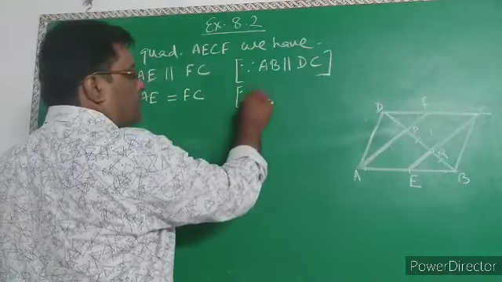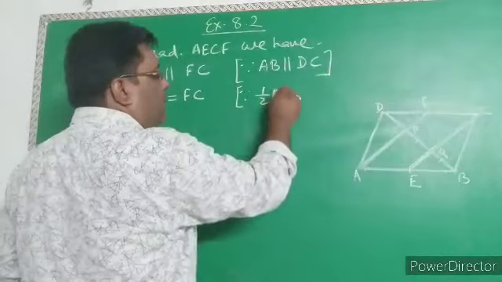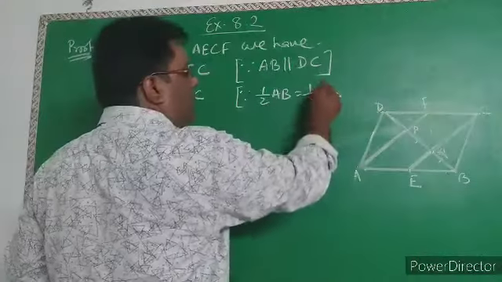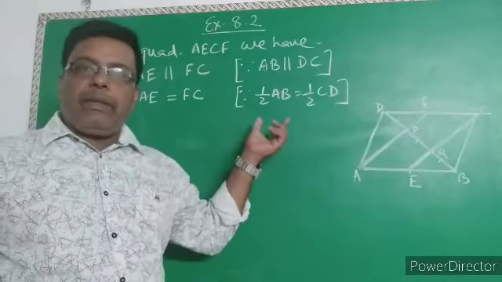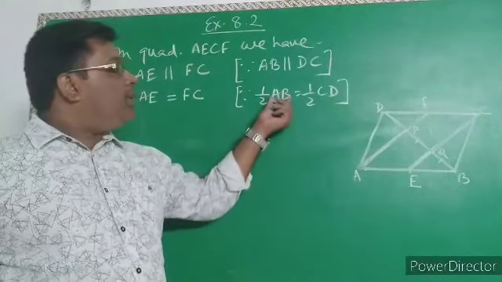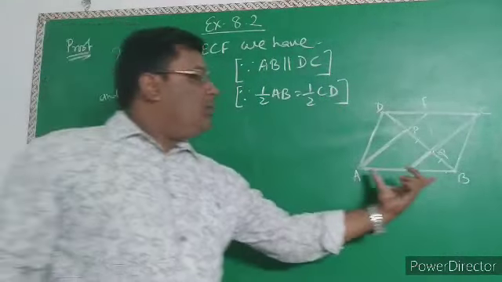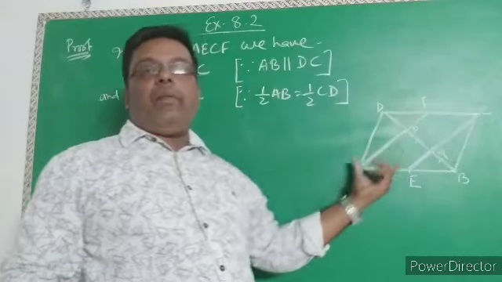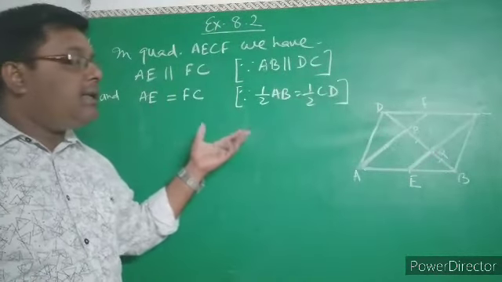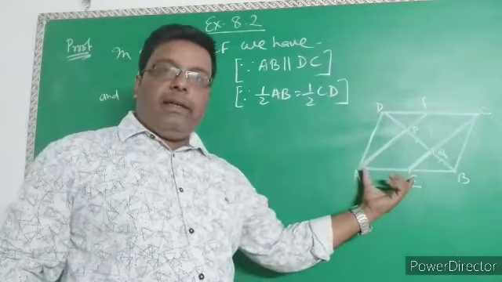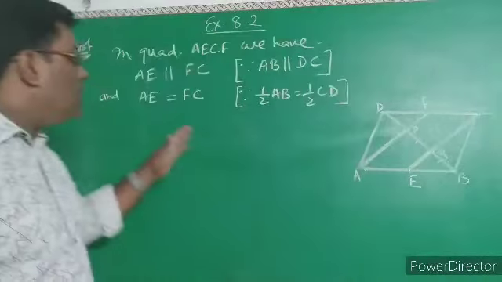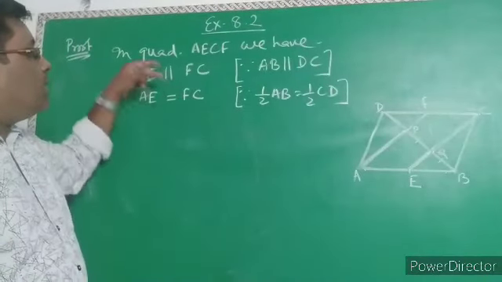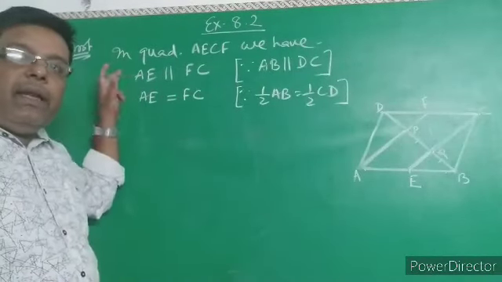That is, AE and FC are also equal, since half of AB is equal to half of CD or DC. In this parallelogram ABCD, opposite sides are equal, so AB and CD are also equal. So half of AB and half of CD are also equal. Half of AB gives AE and half of CD gives CF. That means one pair of opposite sides are parallel and equal.